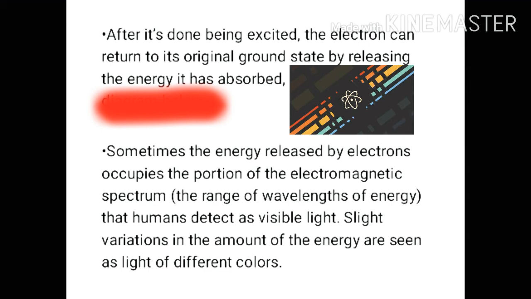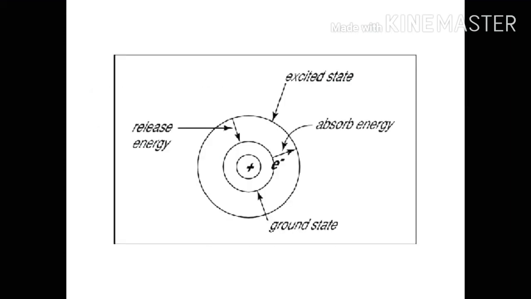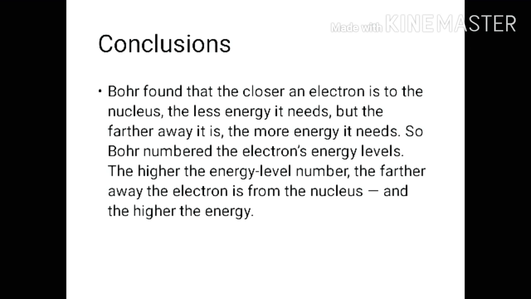Sometimes the energy released by electrons occupies a portion of the electromagnetic spectrum. This can be seen by humans as visible light. Slight variations in the amount of energy are seen as light of different colors. Here you can see a clear diagram showing the ground state, the excited state, releasing energy and absorbing energy. So there are some conclusions.